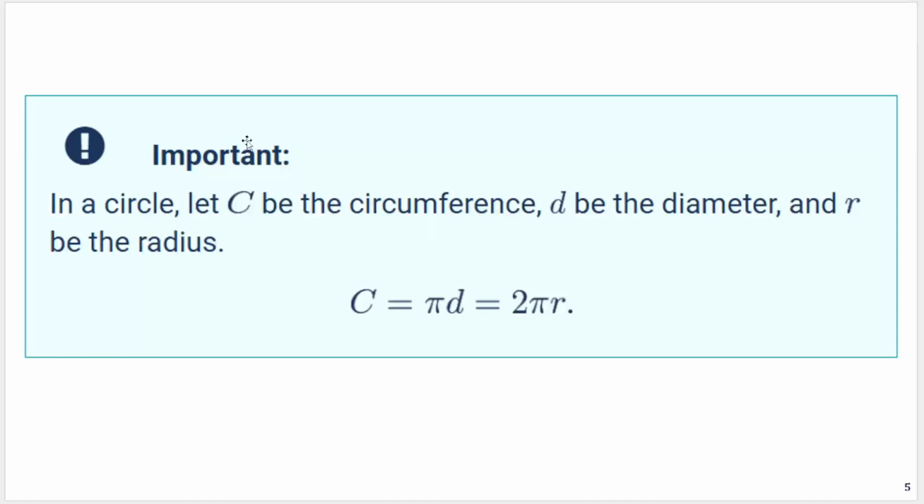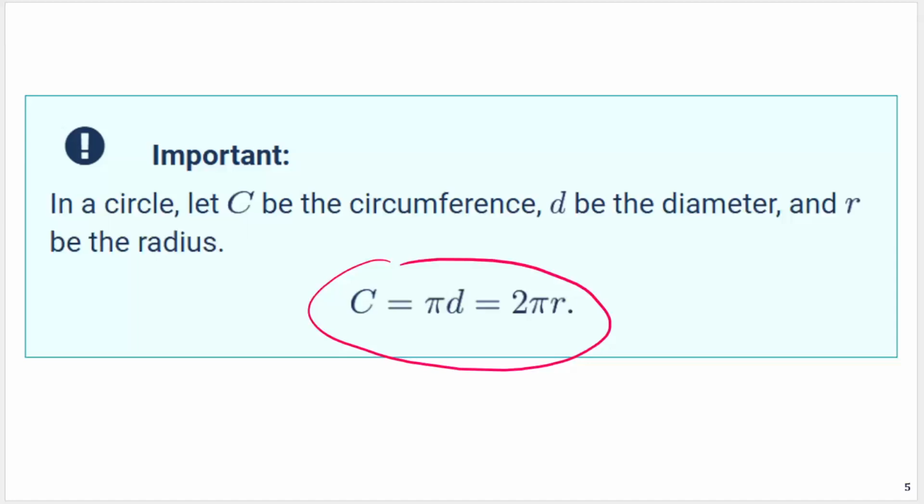Okay, so in summary, in a circle, if you let C be the circumference, D be the diameter, and R be the radius, we have this relationship here. C equals pi times D, which equals 2 pi R. Any questions?